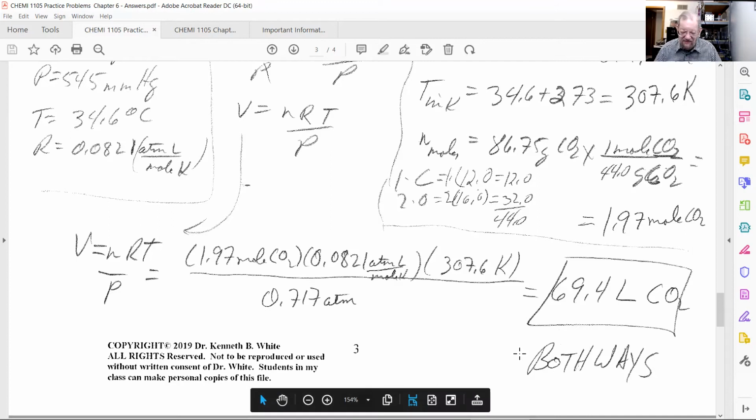And notice I have here both ways. If you round off at the end or at each step, guess what? You get the same answer.